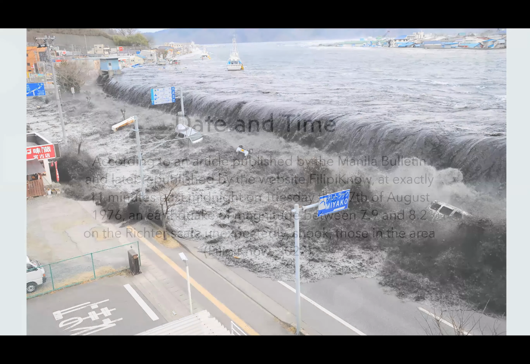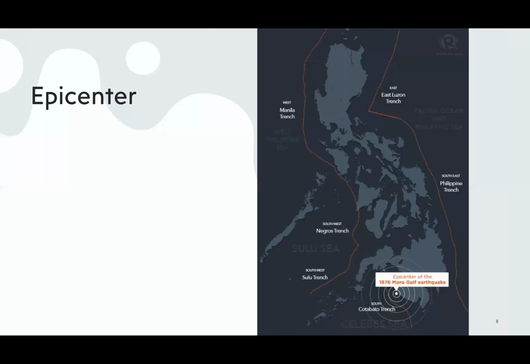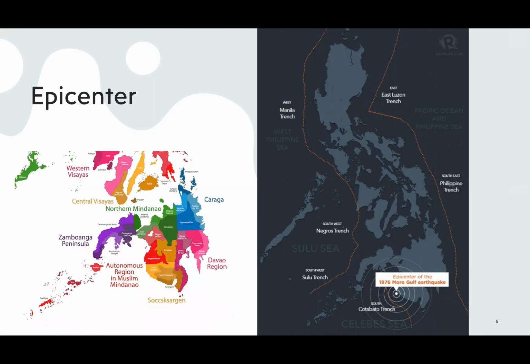The epicenter. The point directly above an earthquake on the Earth's surface, or epicenter, was located at 6.3 degrees north and 124.0 degrees east. It was 40 kilometers off the shores of Sultan Kudarat near the town of Libak and 96.6 kilometers offshore Cotabato City, with a magnitude of 7.9.